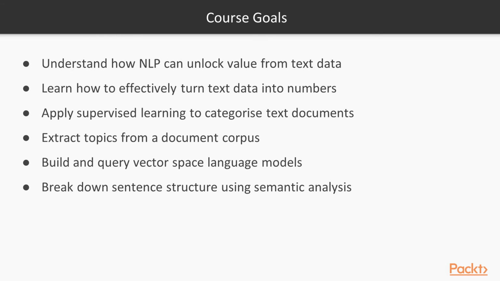The goals of this course are as follows. To understand how NLP can unlock value from text data, we will spend some time looking at how to turn text data into numbers. Once we have a numerical representation of text, we can apply techniques such as supervised learning for categorization and unsupervised learning to extract topics from a set of documents. We will construct and query vector space language models, and we will break down sentence structure using semantic analysis to find the role that each word plays within our text data.